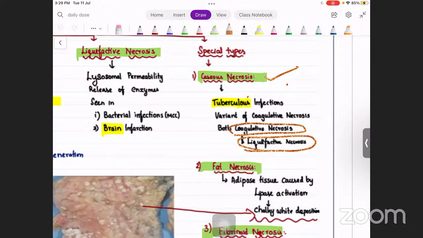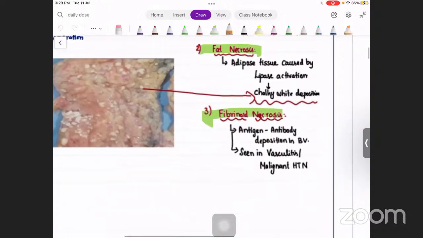Then you have fat necrosis. Fat necrosis involves adipose tissue, which is caused by lipase activation, where you see the chalky white deposition, people. Here are the chalky white depositions. You may see here, this is your fat necrosis. So these are the ones you have to remember.